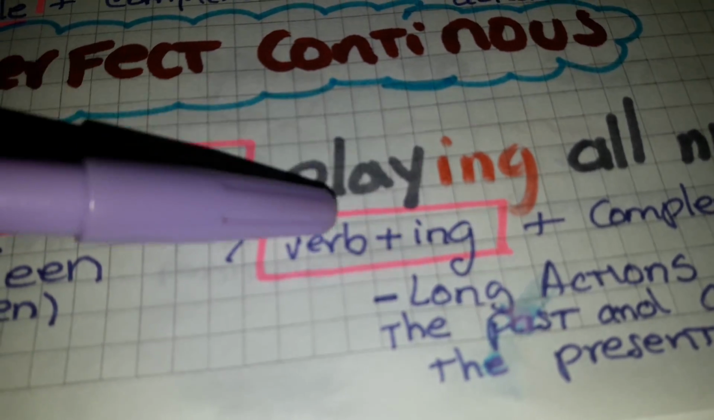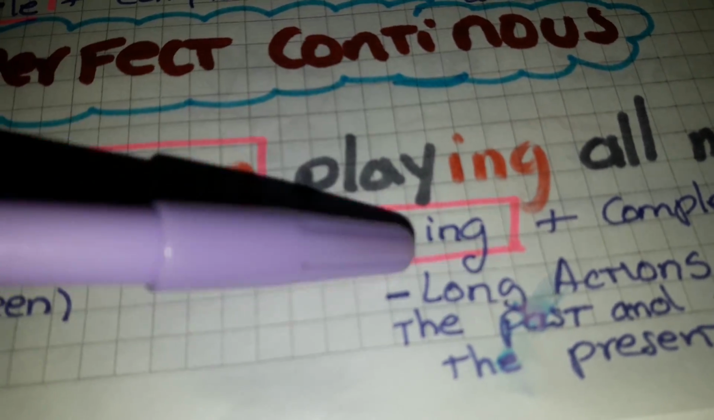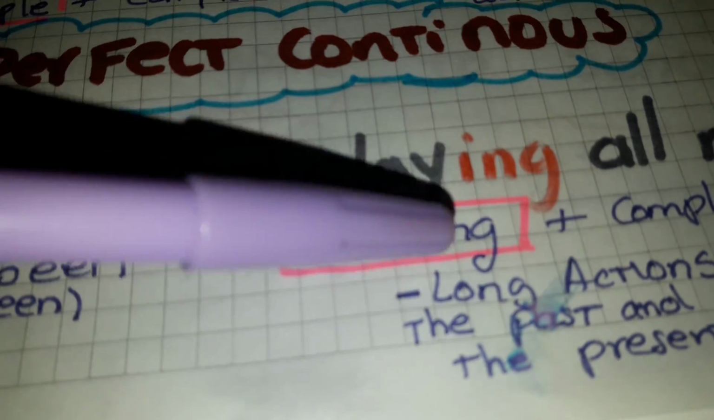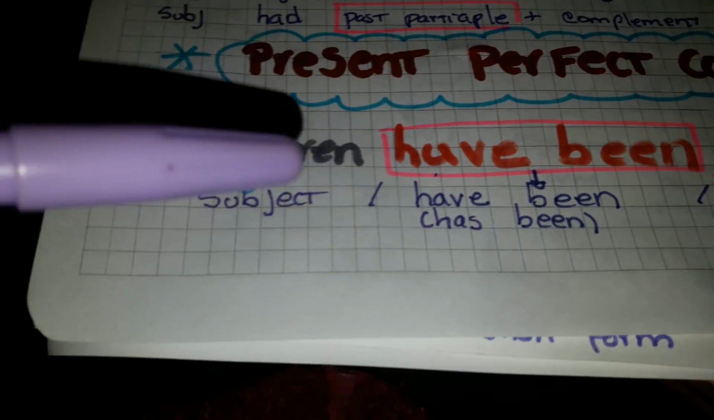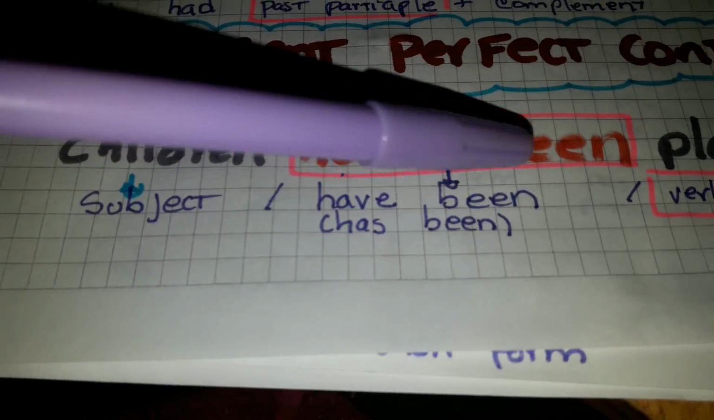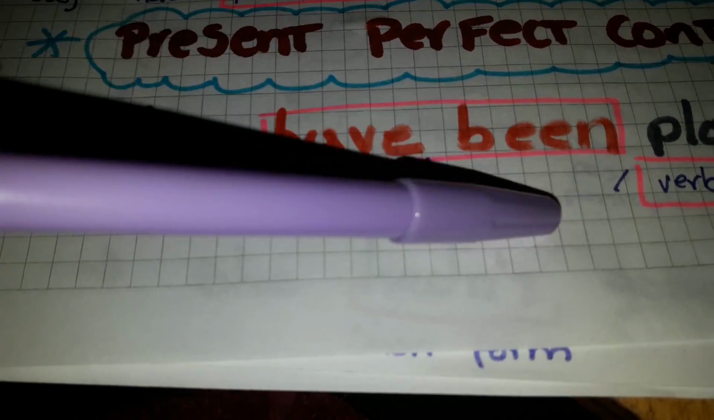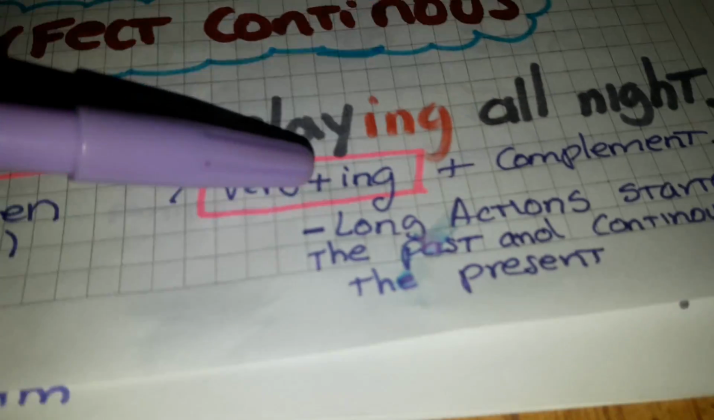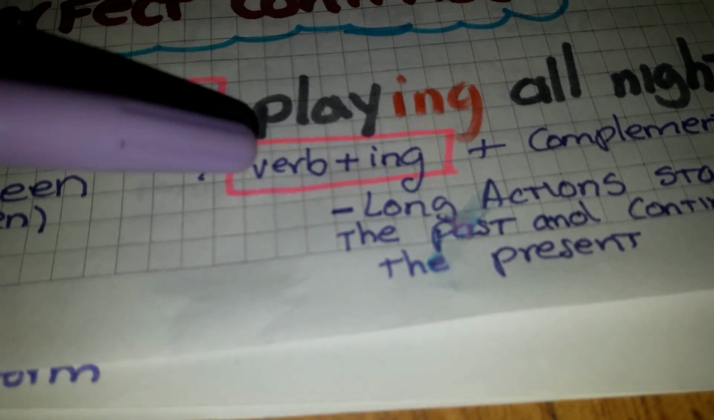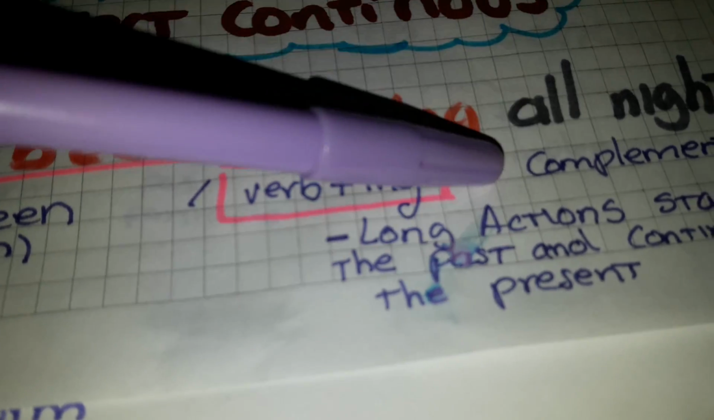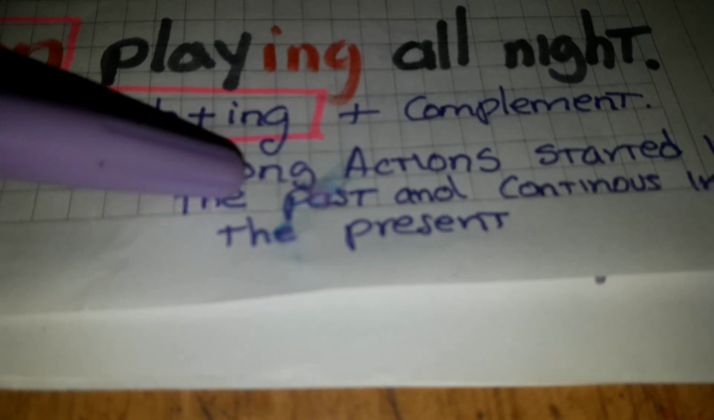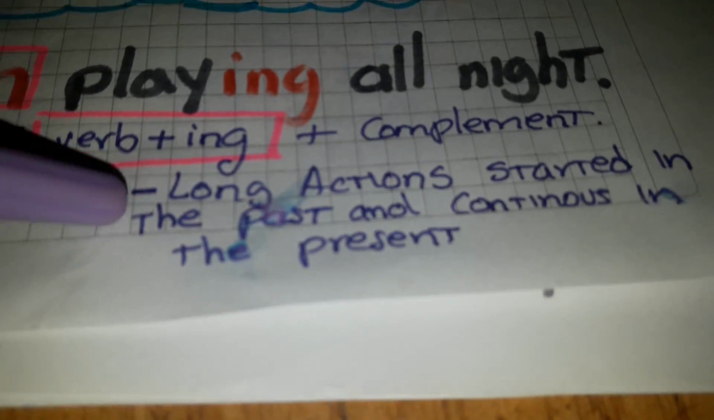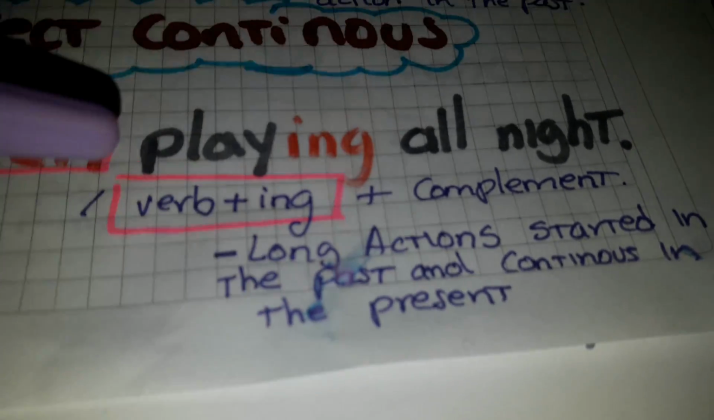Next, the verb. But what happens with the verb? It is necessary to add -ing to the verb. Play, playing. Remember the characteristics. Subject, have been, because it's continuous, playing, plus all night. What is the characteristic of this? A long action that started in the past and continued in the present.